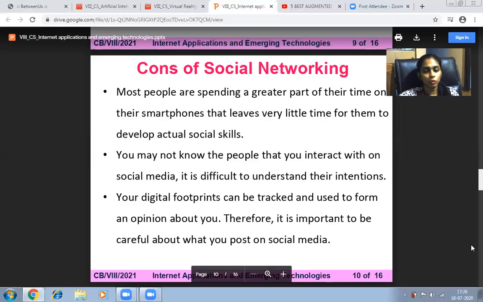So what are those? Most people are spending a greater part of their time on their smartphones. That leaves very little time for them to develop actual social skills. You might have seen a person who is active on these social networking sites who may not actually communicate when the friend is in front of him, or who doesn't give enough time to the family and friends who are physically with him.